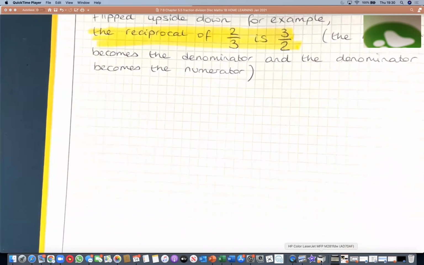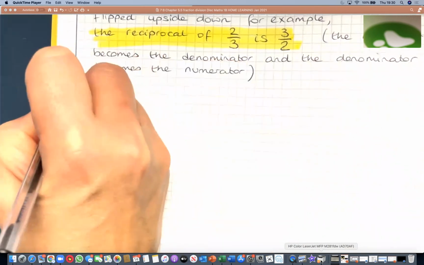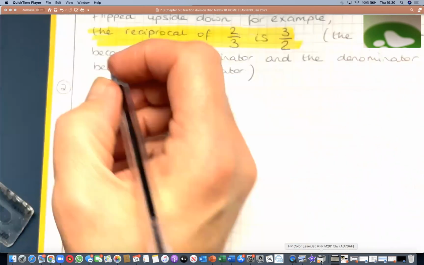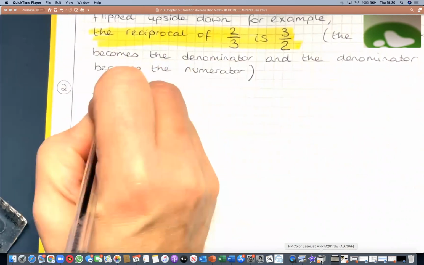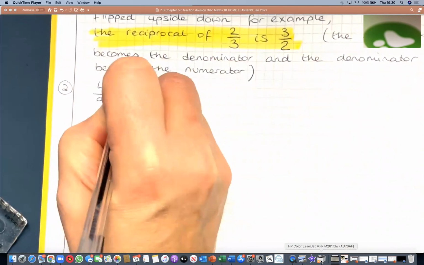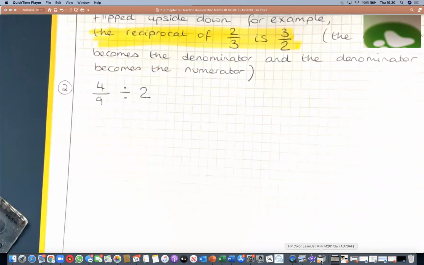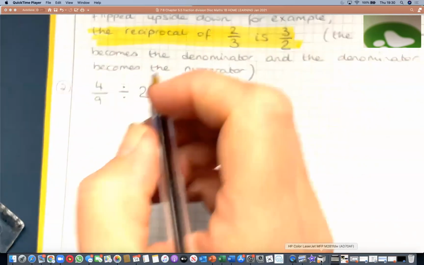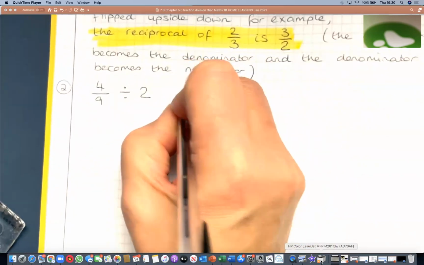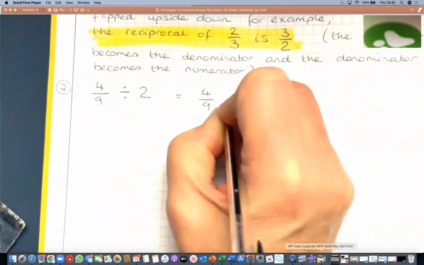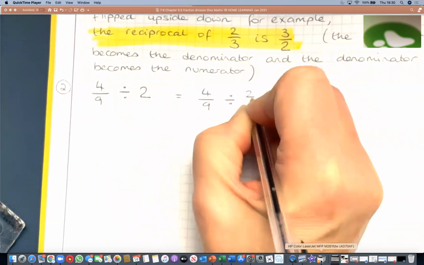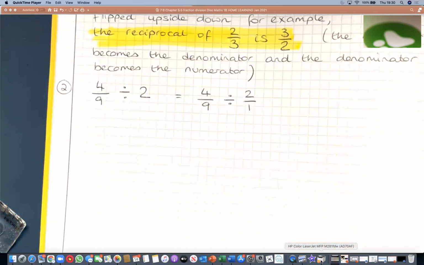Right, so let's do another example. Question 2. I've got 4/9. I'm still at this point dividing it by a whole number. I'm going to divide it by 2. Now I know that I can write that as 4/9 divided by 2/1. It's exactly the same.